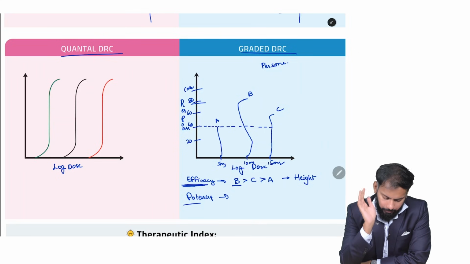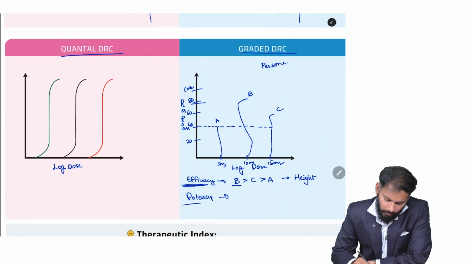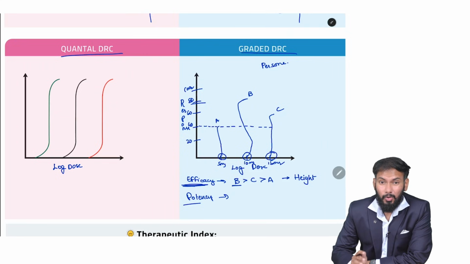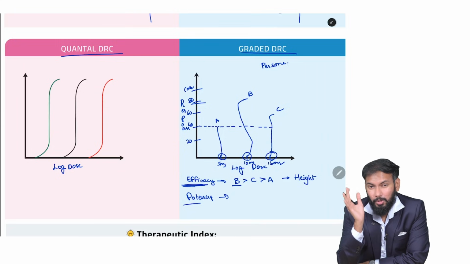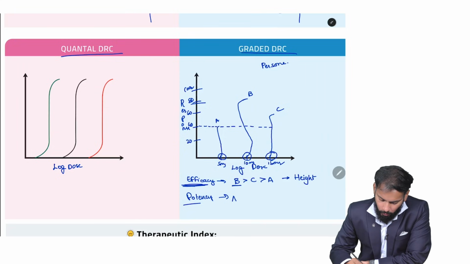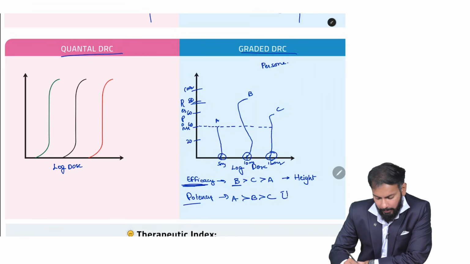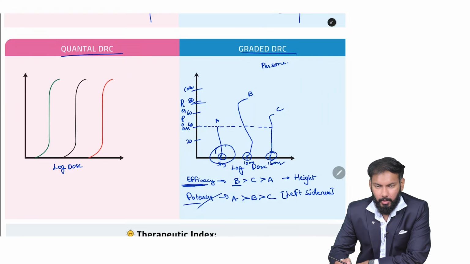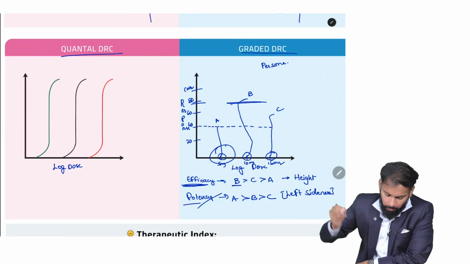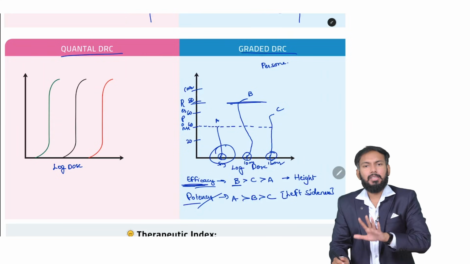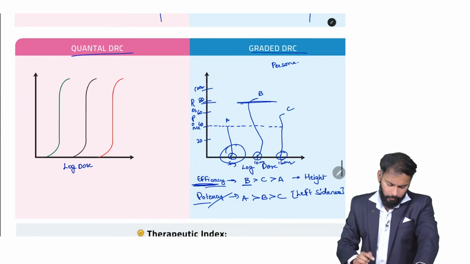You see here, for drug A only 5, for drug B 10, for drug C 15. So which is most potent, most powerful? It is drug A. So A, B and C. So this is dependent on left-sidedness. Whatever is on the left side of the graph, that is most potent. Whatever is on the height, which one is on the top, that is the most efficacious. That's all. Efficacy and potency you can remember like this.